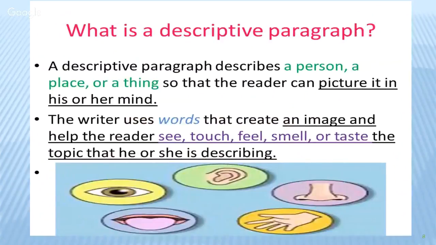A descriptive paragraph describes a person, a place or a thing so that the reader can picture it in his or her mind. So ನೀವು ಅದ್ರ ಬಗ್ಗೆ ಓದ್ತಾ ಇದ್ರೆ, ಕೇಳ್ತಾ ಇದ್ರೆ ಅದನ್ನ ನಮ್ಮ ಮೈಂಡ್ಸ್ ಐ ನಲ್ಲಿ ಅದರದ್ದು ಒಂದು ಪಿಕ್ಚರ್ ನಾವು ರೂಪಿಸ್ಕೊಳ್ಬೇಕು. ಆ ತರ ಇರಬೇಕು. The writer uses words that create an image and help the reader see, touch, feel, smell or taste the topic that he or she is describing. We just discussed this.